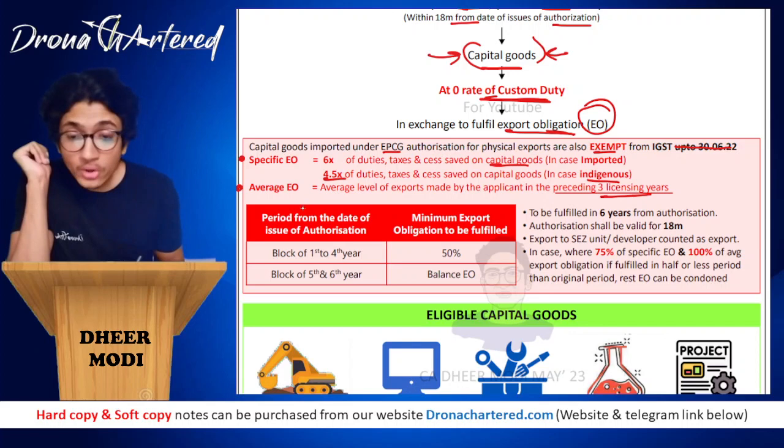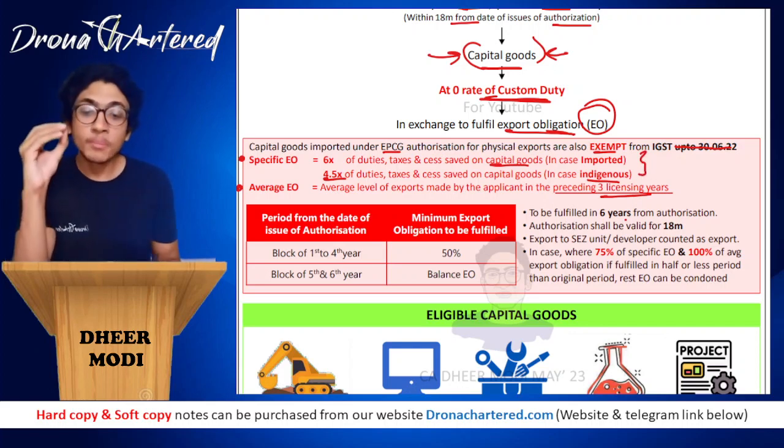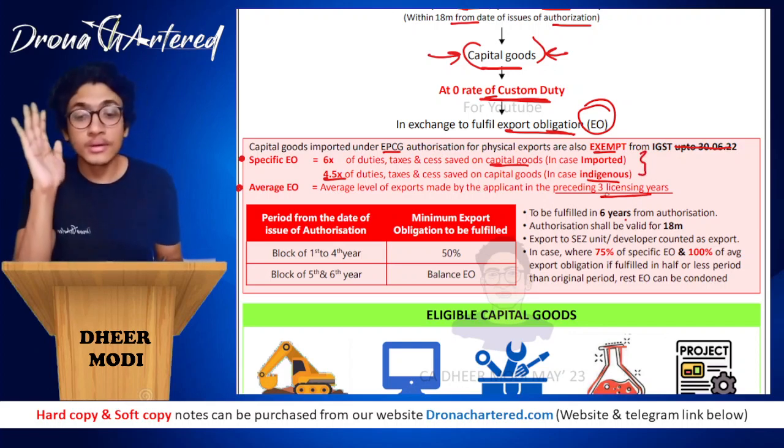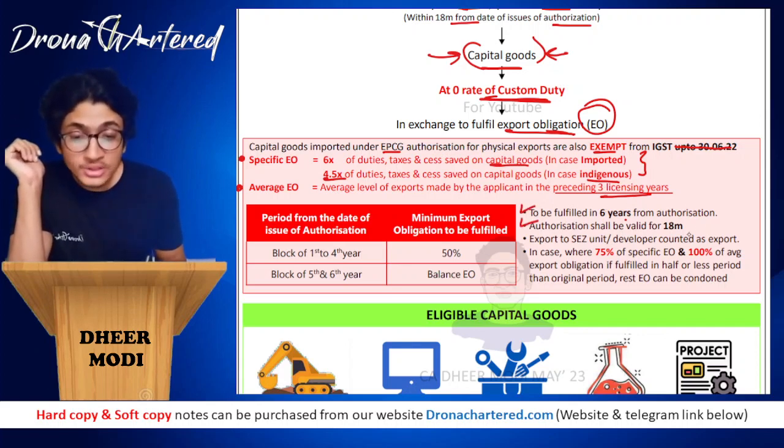Period from the date of issue of authorization. Okay, so it is to be fulfilled in 6 years from authorization. So you have a time period to fulfill this. You are given 6 years from authorization. Authorization shall be valid for 18 months.